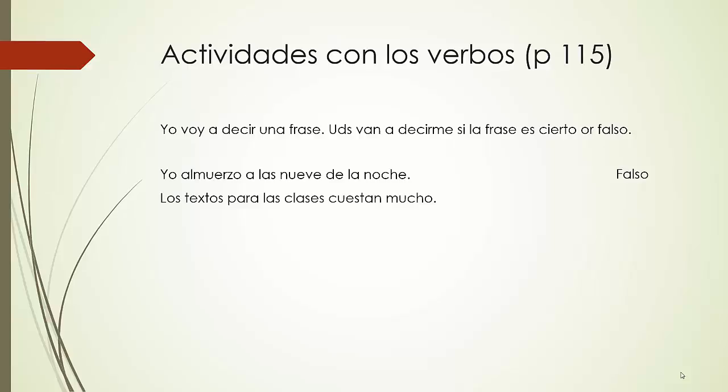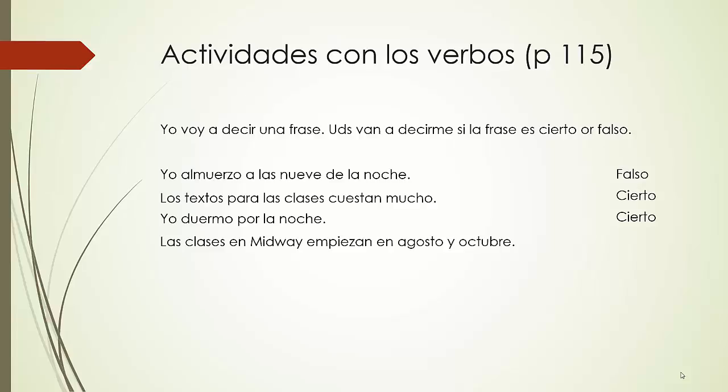Número 2. Los textos para las clases cuestan mucho. Textos, textbooks, right? Para clases, for classes. Cuestan comes from costar. Mucho, cuestan mucho, cost a lot. Cierto. Número 3. Yo duermo por la noche. Duermo comes from dormir, to sleep. So I sleep at night. Duermo por la noche. Cierto.